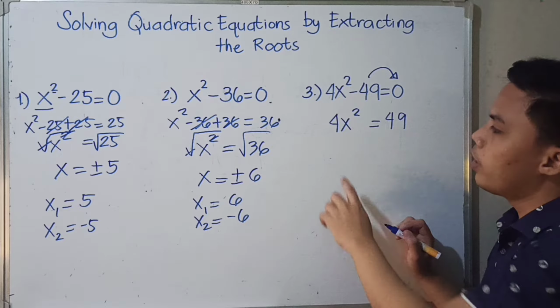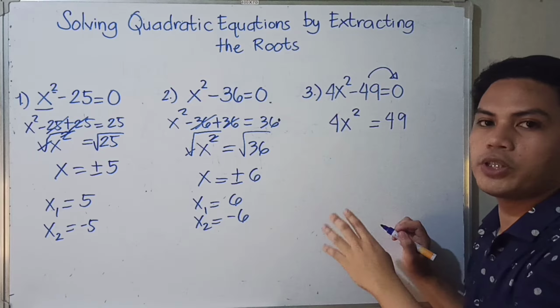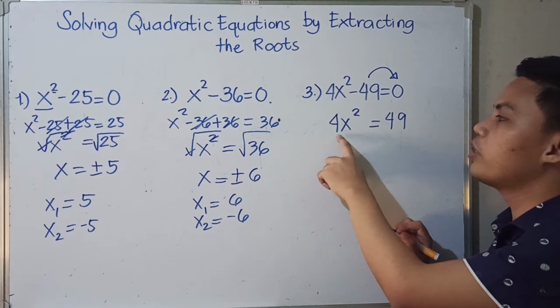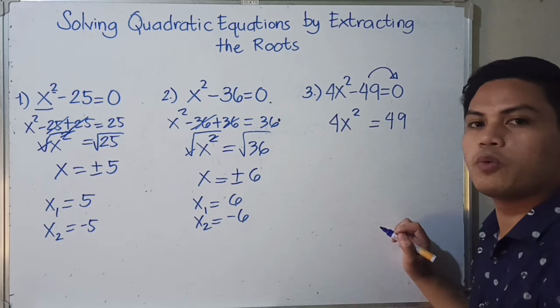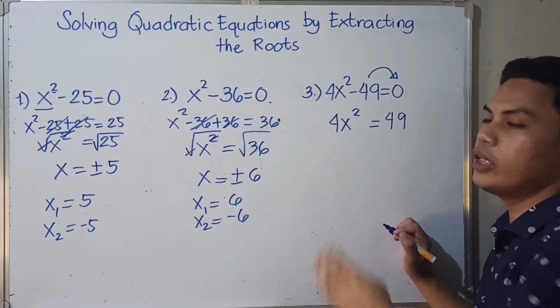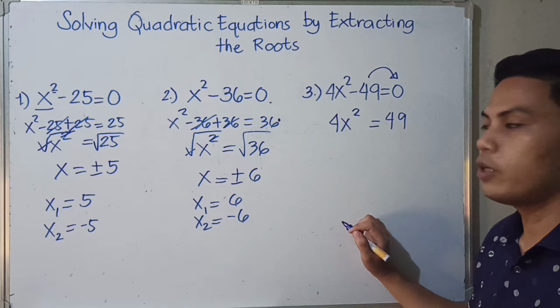Okay, this time, may numerical coefficient si x squared na more than 1. Okay, so kailangan muna nating tanggalin ang 4. How are we going to do that? So, to get rid of 4, we need to divide both sides by 4.